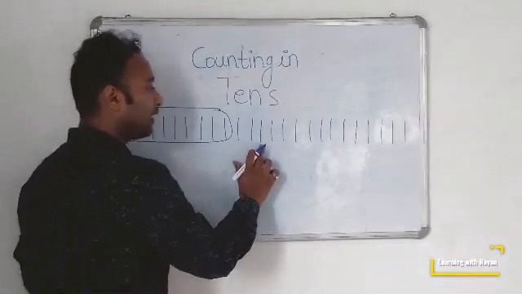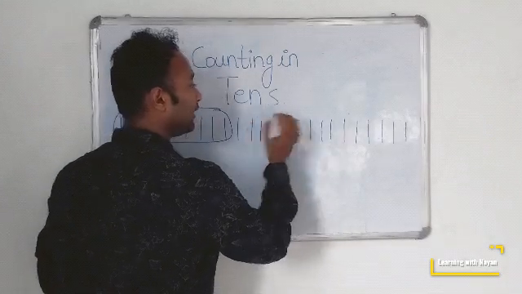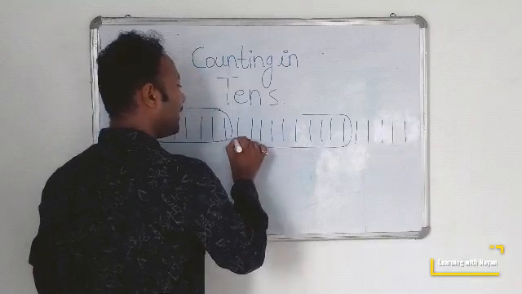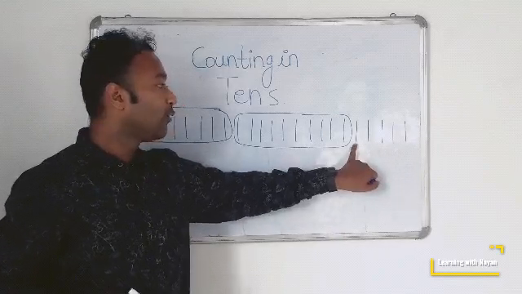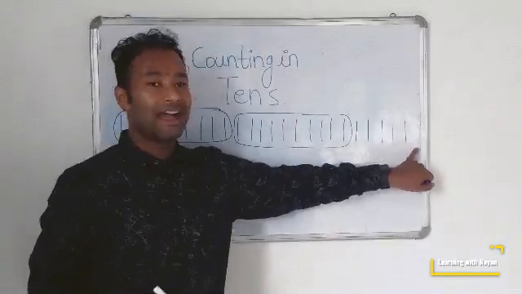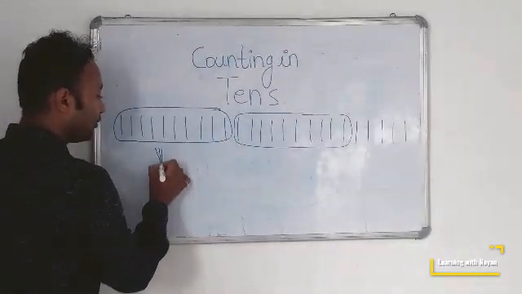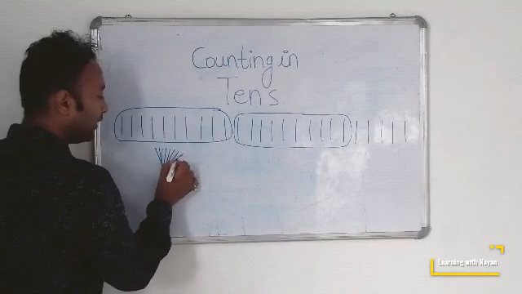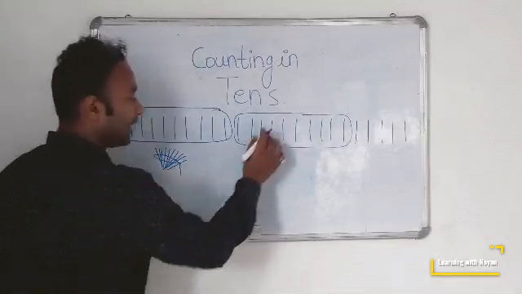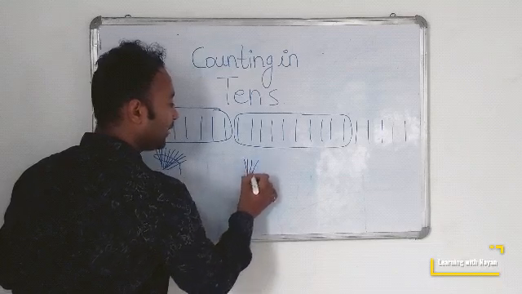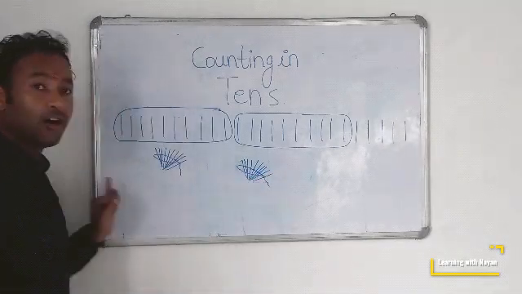1, 2, 3, 4, 5, 6, 7, 8, 9, 10. So here is another bundle of 10 sticks. And how many loose sticks are there? There are 1, 2, 3, 4 and 5 loose sticks. So with this you can say that 1, 2, 3, 4, 5, 6, 7, 8, 9, 10. It is a bundle of 10 sticks. And here also 1, 2, 3, 4, 5, 6, 7, 8, 9, 10. Here also it is a bundle of 10 sticks.